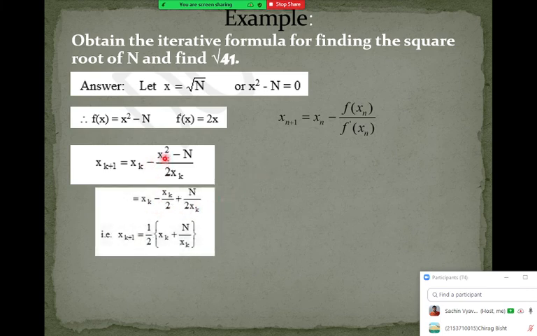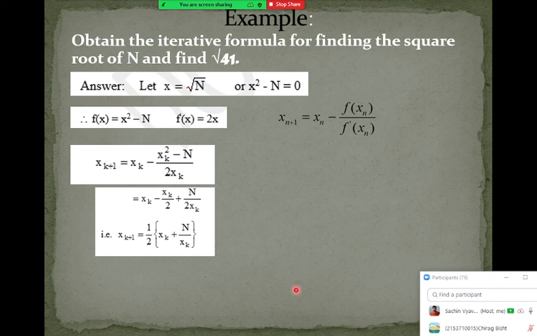The separate division is done. x(k) square upon 2x(k) is x(k) upon 2. So this is the first term. Minus N upon 2x(k), minus minus plus, so plus N upon 2x(k). This formula is written in a little simplified form. But if you are not interested in these two steps, that is okay. You can just give this as equation 1, and that is your final iteration formula without simplification. So that is the first part of the question. We got an iterative formula for getting the square root of that number N.